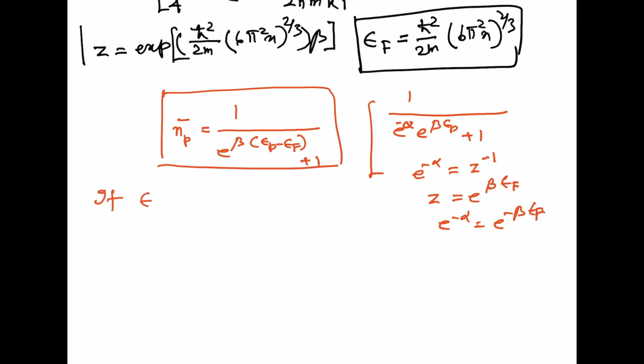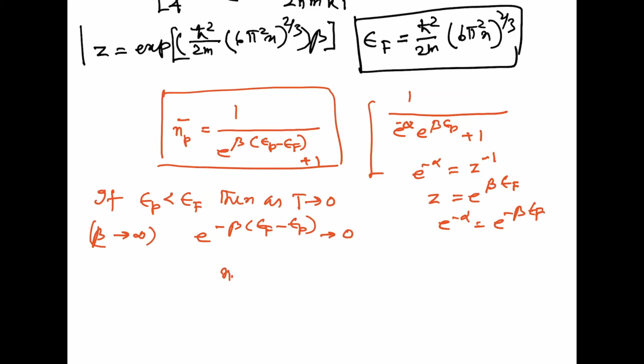now if epsilon p is less than epsilon F, then as T tends to 0, that means beta tends to infinity, the exponential in the denominator, that is e to the power, now we can write minus beta (epsilon F minus epsilon p), because epsilon p is less than epsilon F. So beta is tending to infinity, so e to the power minus infinity will tend to 0. So in that case n_p will be 1.